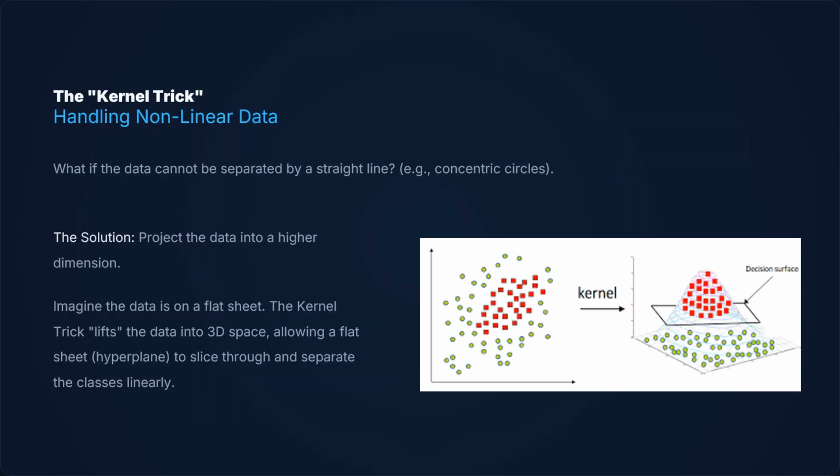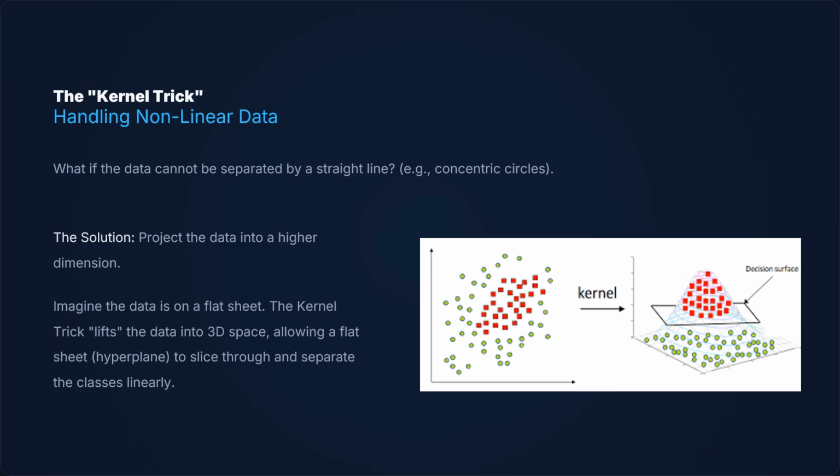What will happen if our data is not linear? It cannot be separated using a linear line, a simple line. Let's look at the image on the left side. Here we can see that these two classes cannot be separated using a simple line. So what should we do? This is where SVM uses the kernel trick.